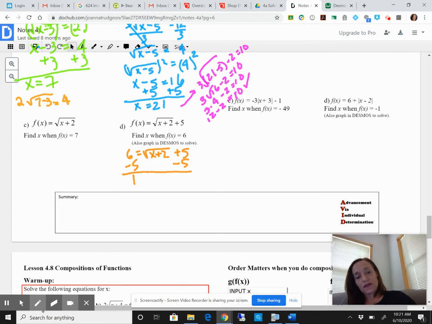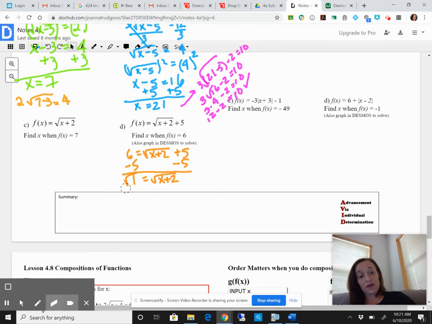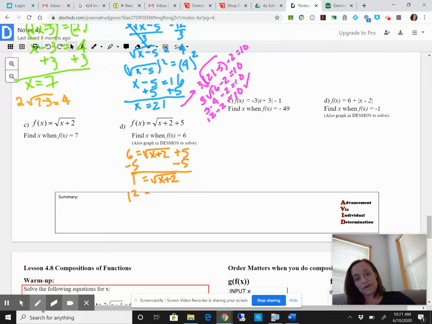And I get 1 equals the square root of x plus 2. I have the radical isolated, so now I can square both sides. Sorry, my bad, square both sides. So I am going to square, I'll write it down in the second step, the square root of x plus 2 squared. And 1 squared is just 1, and then this equals x plus 2.